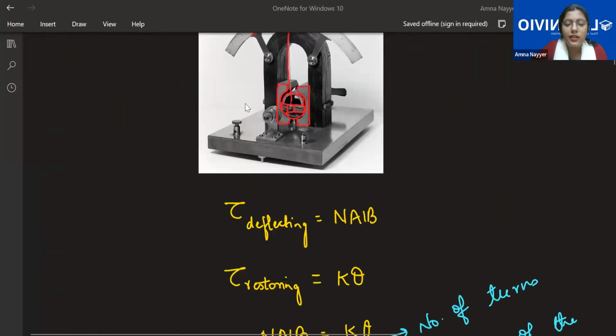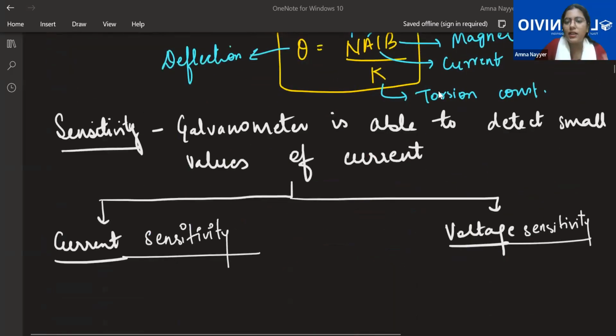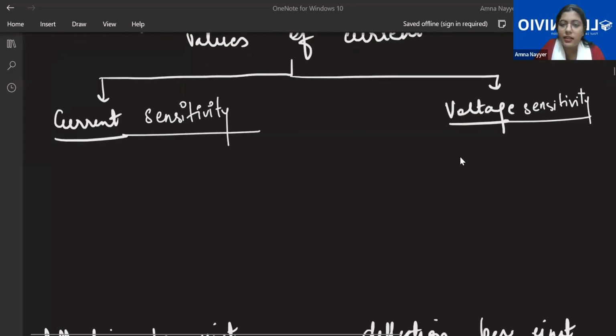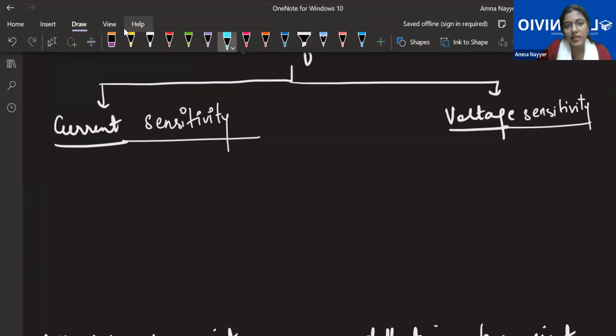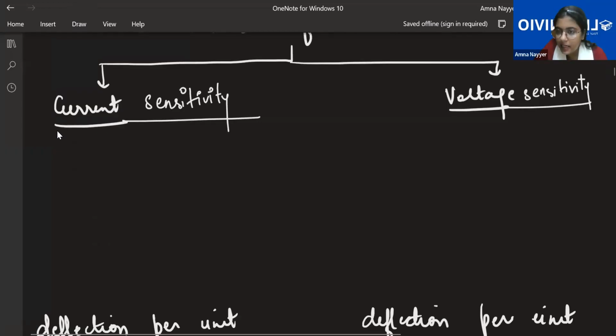So what is the sensitivity of a galvanometer? The galvanometer is able to detect small values of current. So even for small values of current, the galvanometer will give you large deflections. This is what is meant by the sensitivity of the galvanometer. Now, there are two kinds of sensitivities that are present. One is the current sensitivity, the other is the voltage sensitivity.